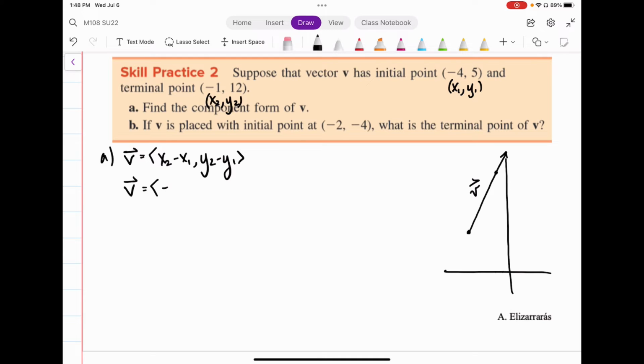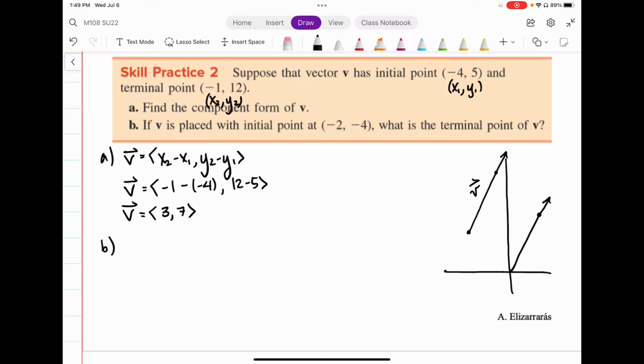We then have -1 minus -4. y2 is the terminal y value. y1 is the initial y value. So we have 12 minus 5, which means that vector v in component form is -1 minus a -4, or -1 plus 4, which is 3, and 12 minus 5, which is 7. So that's angle brackets 3, 7. Component form of 3, 7 tells me then that from the origin, my vector would be to the right 3 and up 7.